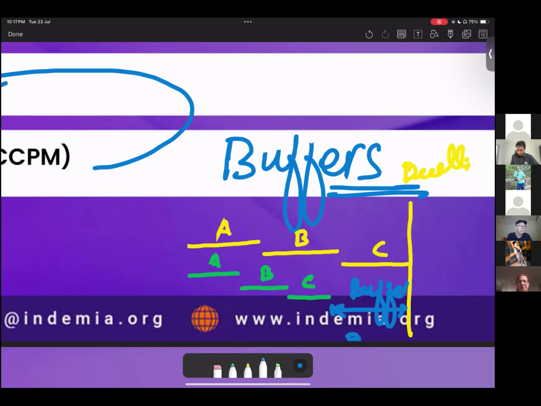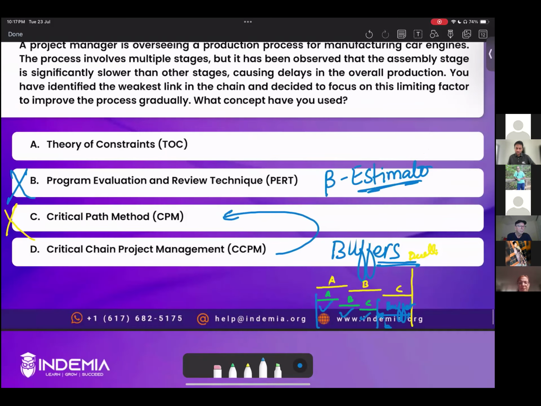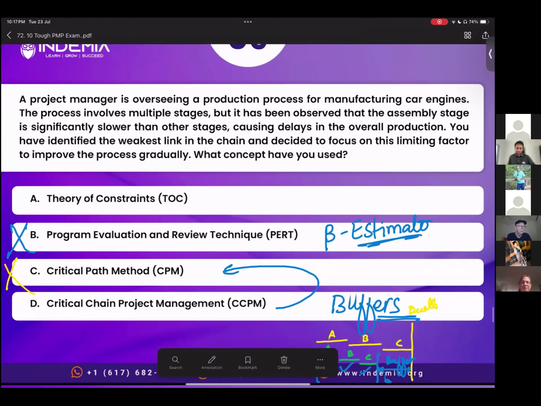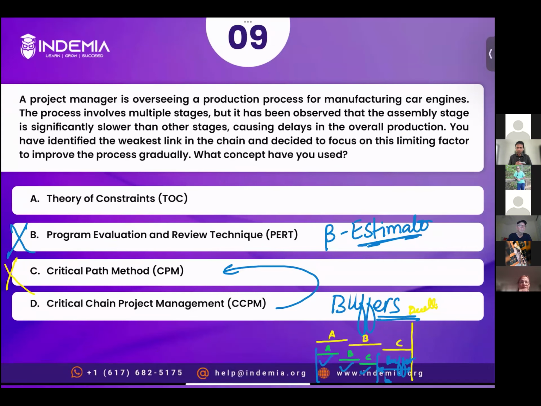Now, this process of adding buffers in your schedule is called the critical chain method. So you compress the schedule and you keep extra time as buffer. So in case your team members are not able to complete A, B, C within this allocated time, you have some buffer to respond to that. So this is one of the practices in CCM, or critical chain method. It does not address the problem here.